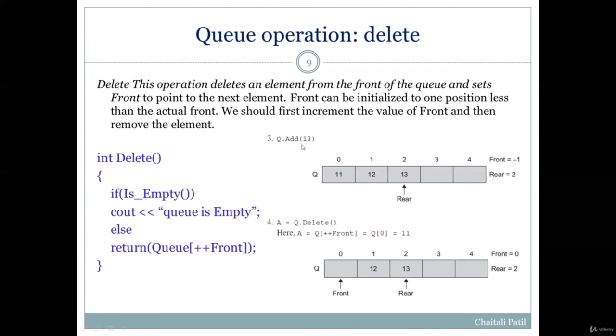Suppose we have added one more element, say 13, at the rear pointer. So there are three elements in the queue now, and we are performing a delete operation. We have initialized the front pointer as -1, so we need to increment this front pointer first. It will become 0. And then take out the element and store it in some variable so that it can be accessed. So A is equal to Q of delete. This will perform the delete operation.